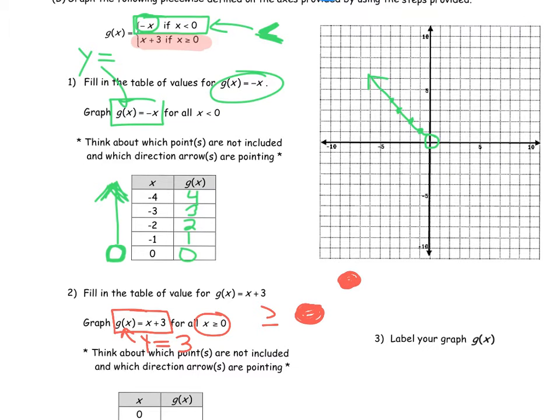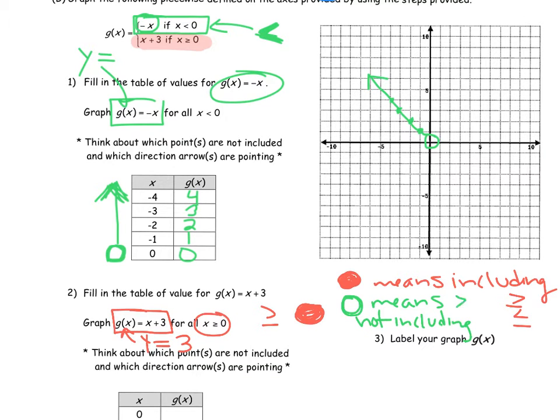Closed circle means including, which we use for greater than or equal to or less than or equal to. And then the open circle means not including, which would be greater than or less than. Okay? All right. So now we're looking at this bottom part of the piecewise function.